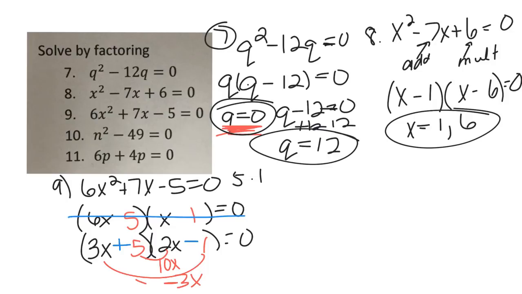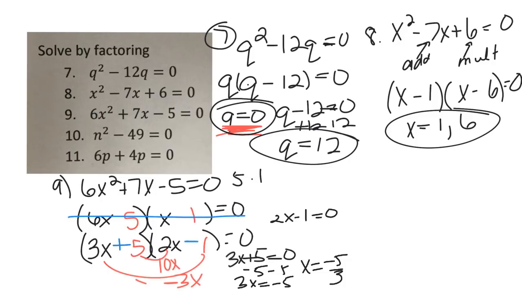Then I set them equal to 0. 3x plus 5 equals 0. If there's a coefficient on this x here, the answer is not -5. You have to solve that equation. Minus 5, 3x equals -5. Divide by 3, and x is -5/3. And 2x minus 1 equals 0. Add 1. 2x equals 1. x equals 1/2. So our answers are 1/2 and -5/3.